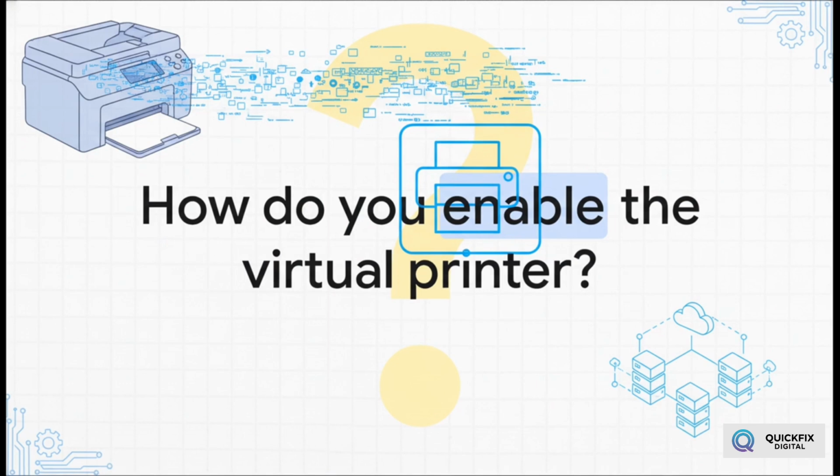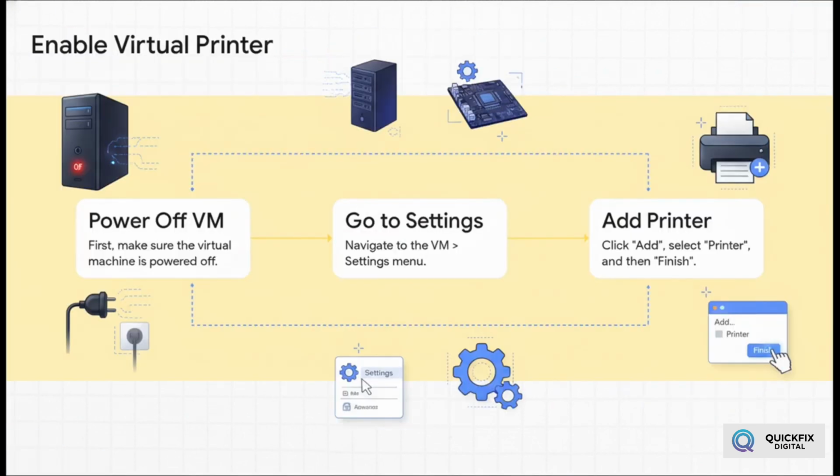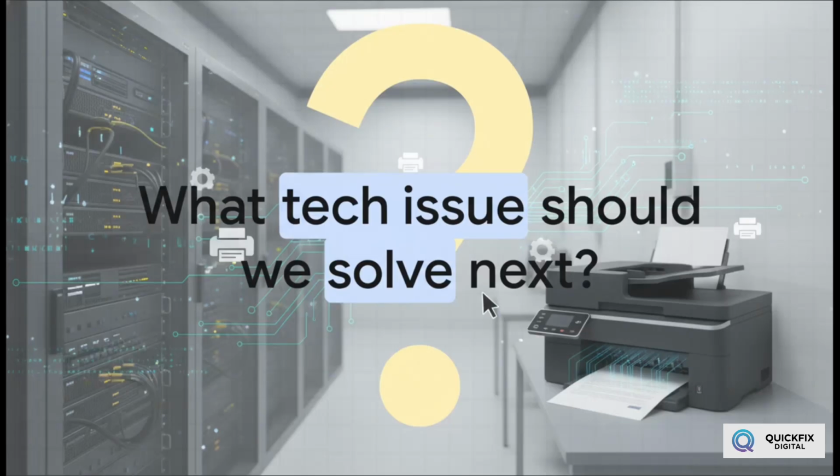And what if the printer isn't even there? Let's quickly cover how you can add it manually. Easy. Just power down the VM, go into Settings, and add it like it's new hardware. And that's it. That should cover the main fixes and get your printer up and running again.